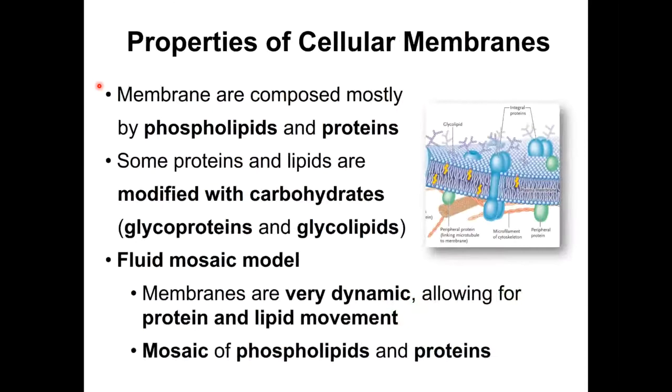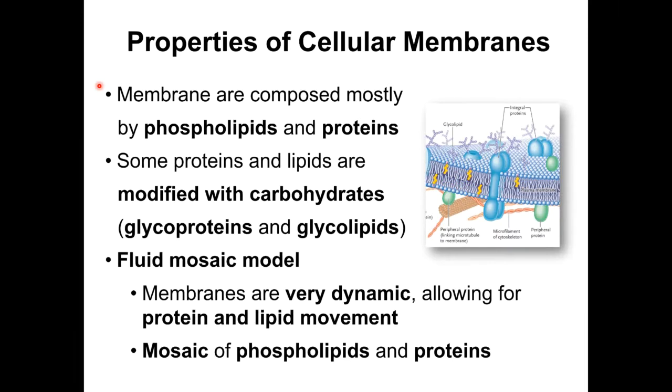Talking about composition, the biggest components in cell membranes are phospholipids and proteins, which are not always just pure phospholipids or pure proteins, but sometimes are modified by the addition of carbohydrates, such as glycoproteins, for example, and glycolipids as well.